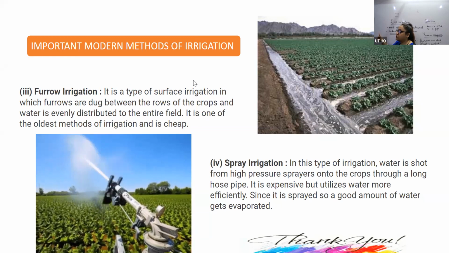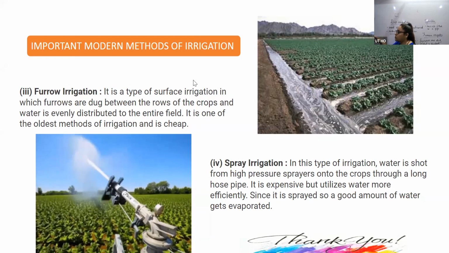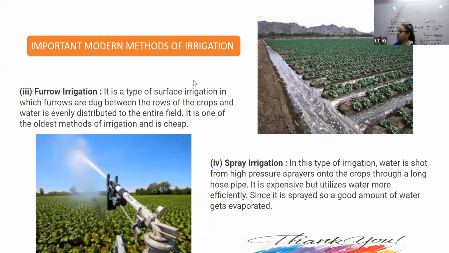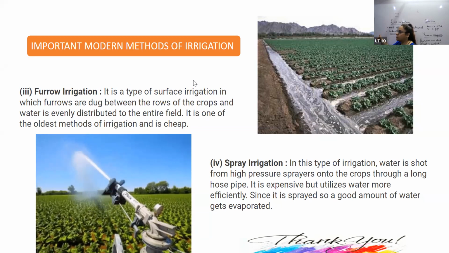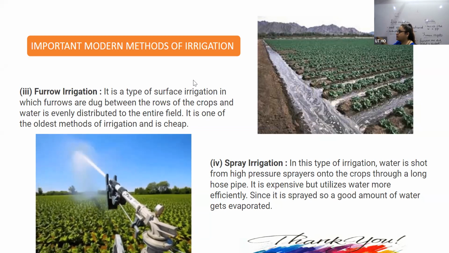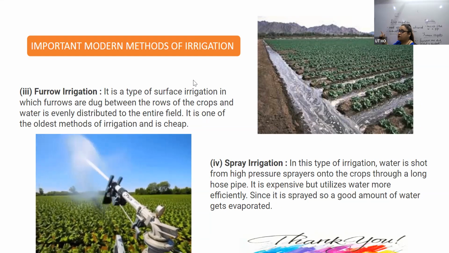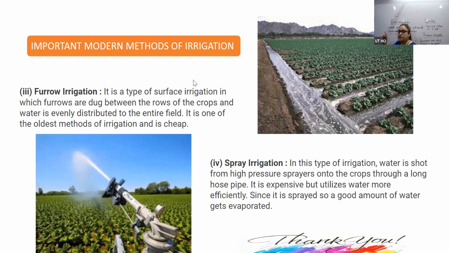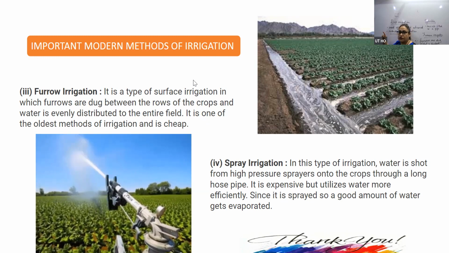I am continuing, which means you need to wait and listen to what I'm telling. Because it is being sprayed, one disadvantage is that a good amount of water gets evaporated. Another disadvantage would be it is expensive, and one advantage would be it utilizes water more effectively.